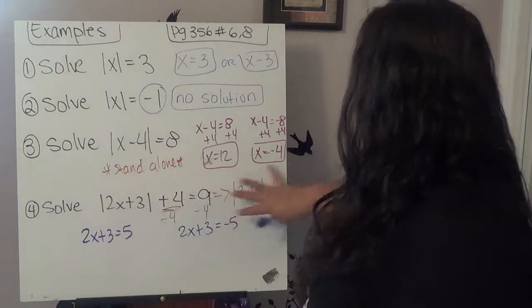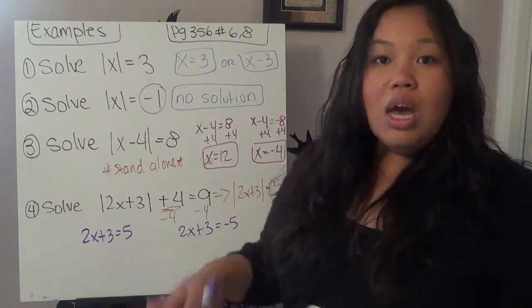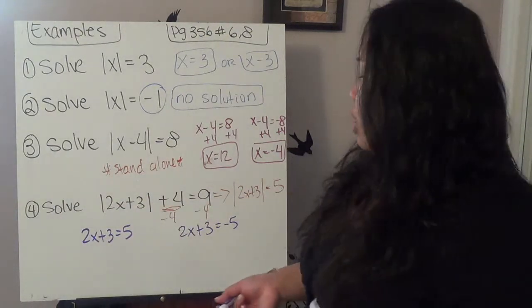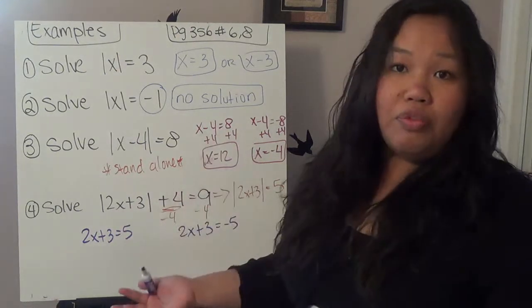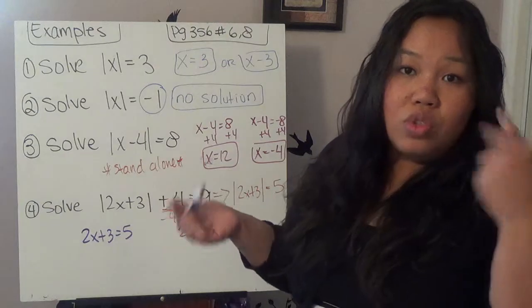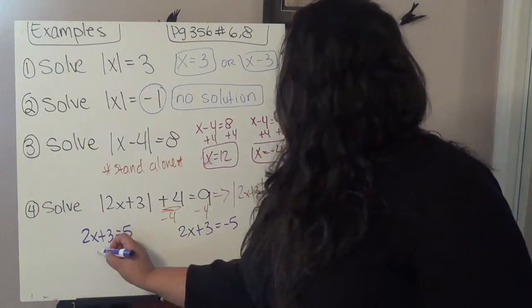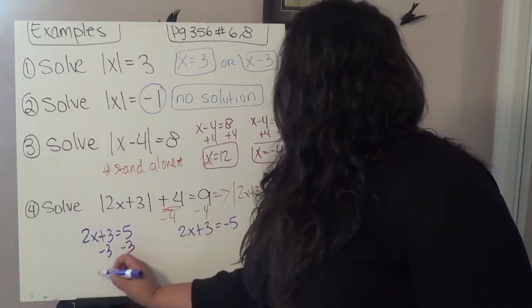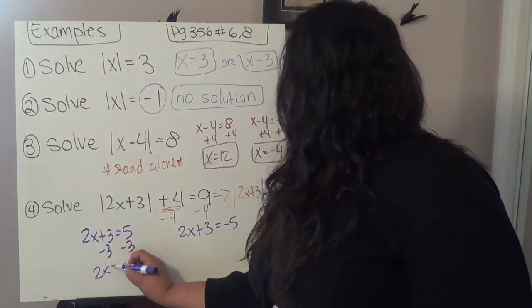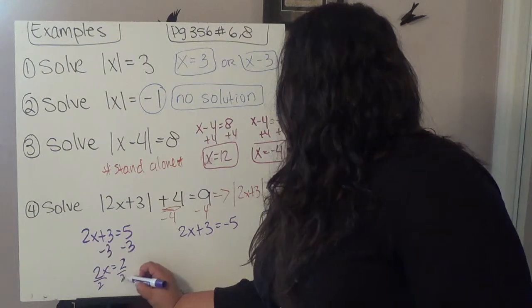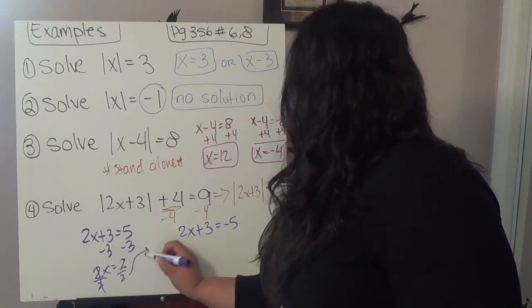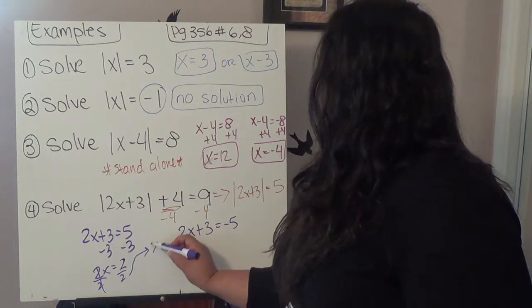So if this is still confusing to you, make sure you come to me and we'll go over it together. But once you have these two problems set up, then you just solve both separately, and both answers are your answers. So I'm going to subtract 3. I end up with 2x equals 2, right? Divide by 2. This cancels out, and I end up with x equals 1.